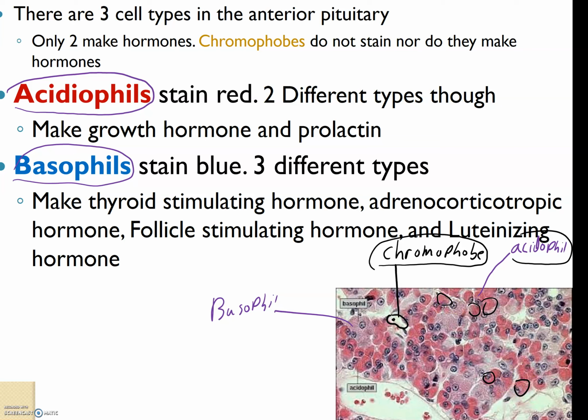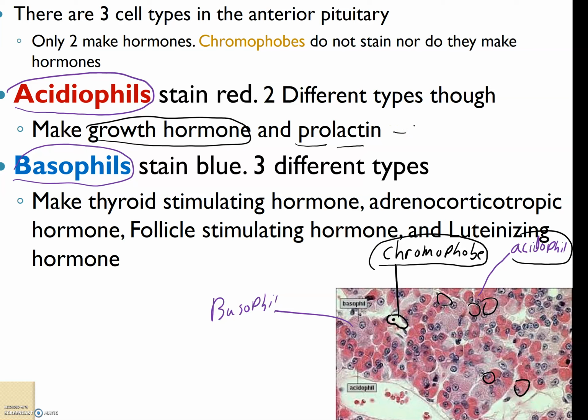And they make 2 different hormones. You can't tell the type. They make growth hormone. Guess what that does? Right, it helps you grow. And prolactin. What's pro? Before. What's lact? Milk. So it makes milk.